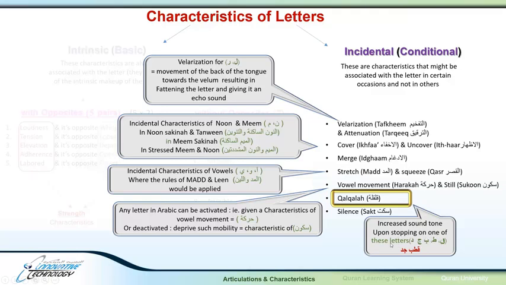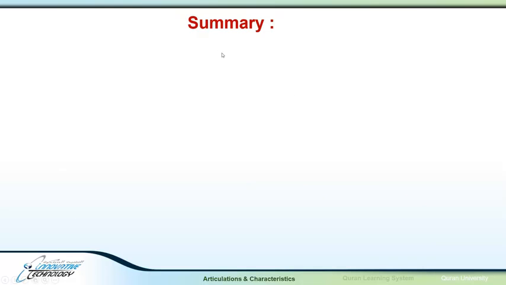I'll remind you before we finish up this lesson that whatever details we've given now are meant to be an introduction for the articulation points and the characteristics of letters. You don't need to worry about understanding the details of those because all these would be repeated again in detail in the following lessons. And before we finish, we'll quickly revise what we have learned in this lesson.